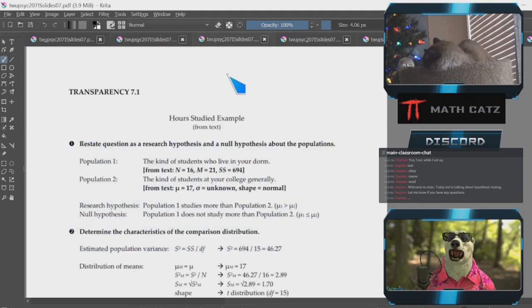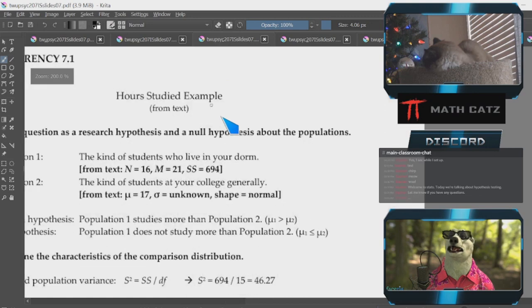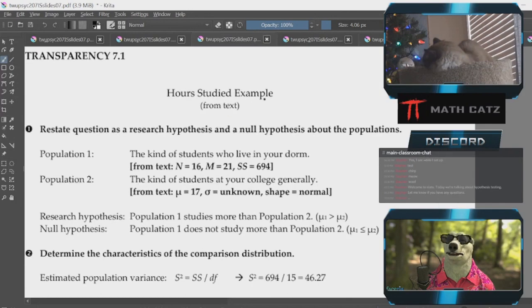So here we have an example where we are investigating. Can I zoom in? Don't know if I can. It's not bad. I think I'm gonna try it.